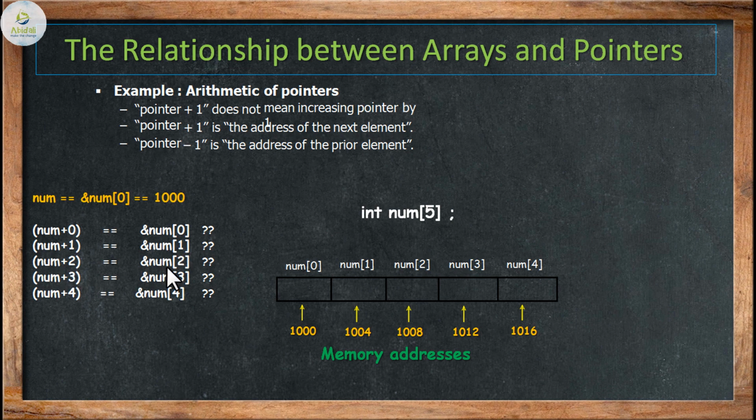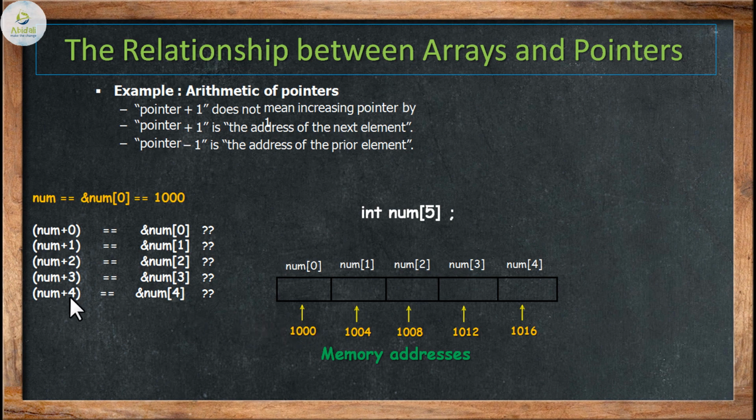Num plus 2 is equal to the address of num of 2, that is the element stored. So all these statements can be written either in this format or in this format. Both are equal, referring to the same memory address. So when I say num plus 0, it will be referring to 1000. Similarly, address of num of 0 will be referring to the 1000 value only.